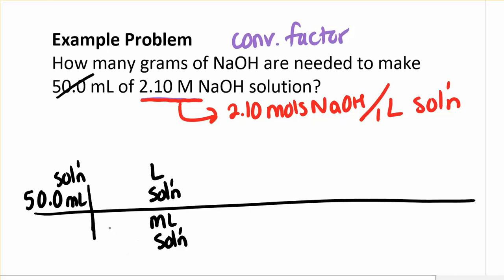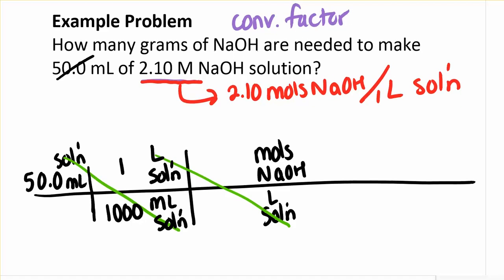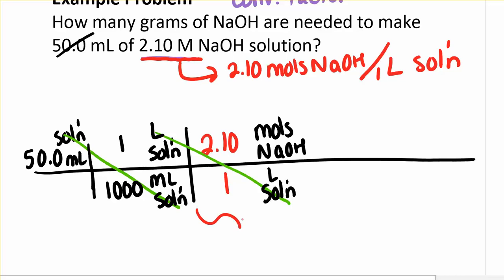So we need to fill this in. There are 1,000 milliliters in 1 liter. On the next step, I want liters of solution down here. We're following our usual pattern of canceling. Those cancel, and then these will cancel. And then what unit do I go to on top? Well, I said if I got to liters of solution, I could go to moles. So I'm going to put moles up here. And then I will fill in these numbers. The 2.10 goes with the moles per 1 liter of solution. So this step is our molarity step.